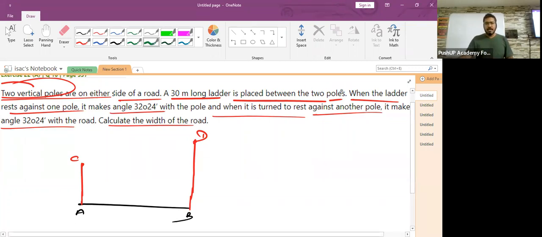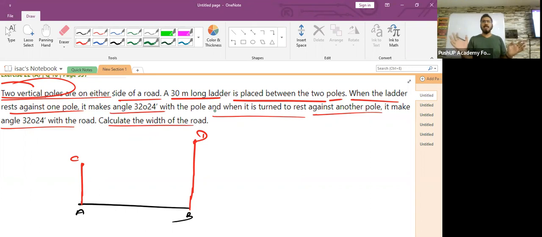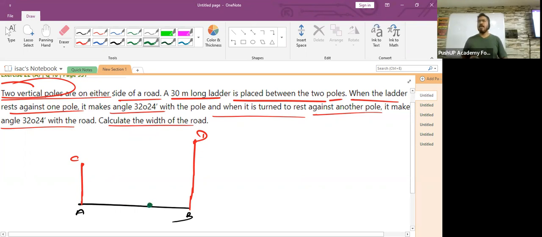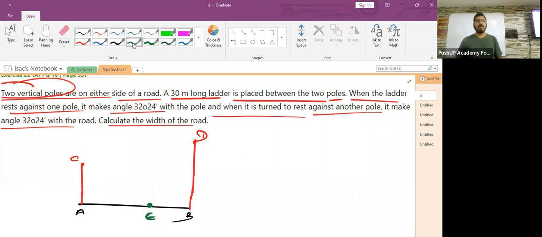Children, see this? When a 30-meter long ladder is placed between the two poles, did they mention that the ladder is placed exactly in the middle of the two poles? No, somewhere in between, isn't it? Somewhere in between the ladder is placed. So let me take that point where the ladder is placed over here. Okay, just for a clear understanding, I'm taking the point where the ladder is kept as point E.